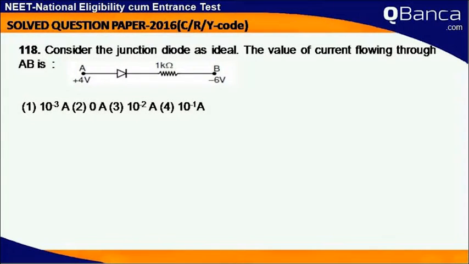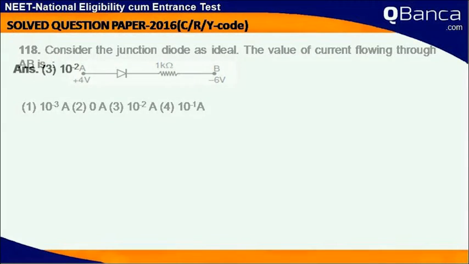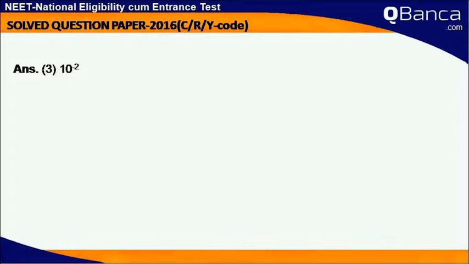Consider the junction diode as ideal. The value of current flowing through AB is answer 10 power minus 2.